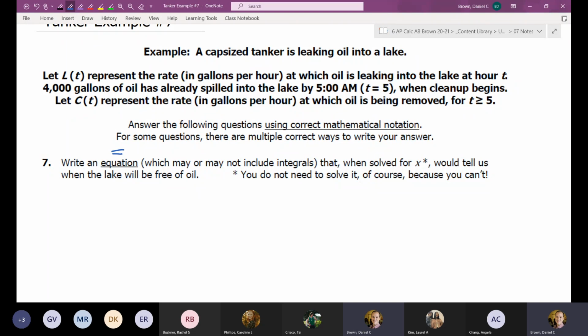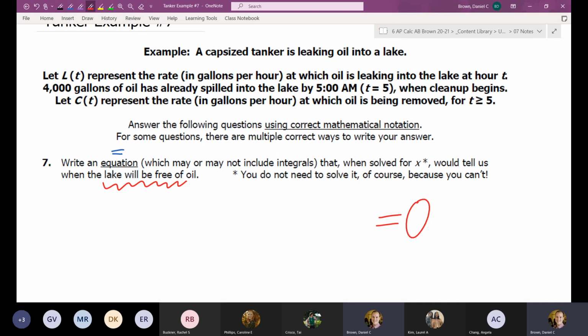I like doing the easier parts first when I'm writing and setting up these problems. If I'm saying that this lake is free of oil, what is that telling you about your equation? How much oil will be left if it's free of oil? 0. So what's my equation going to be equal to? 0. So I at least know that that is going to be in my equation. I want to show when the amount of oil is equal to 0. And then it's going to look a lot like number 6.